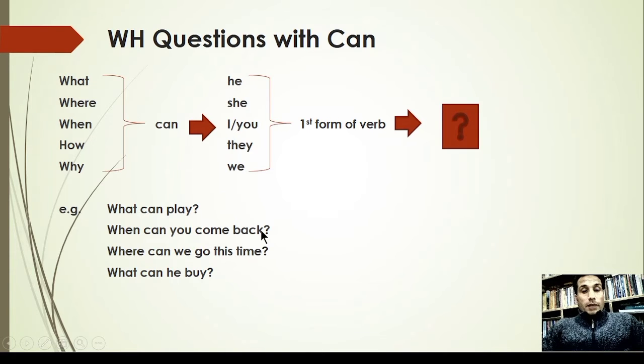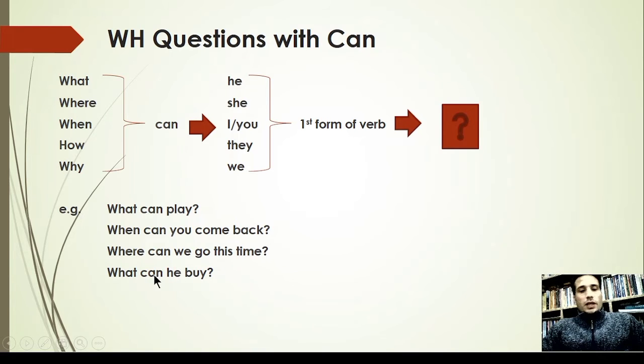When can you come back? The answer is in a full sentence: I can come back in 2 hours, etc. Where can we go this time? We can go to London, etc. What can he buy? What can she buy?